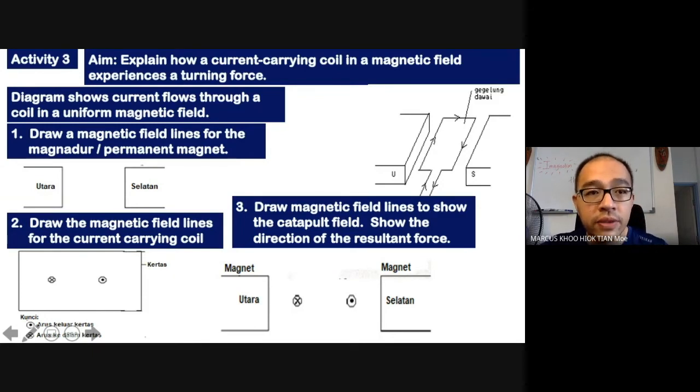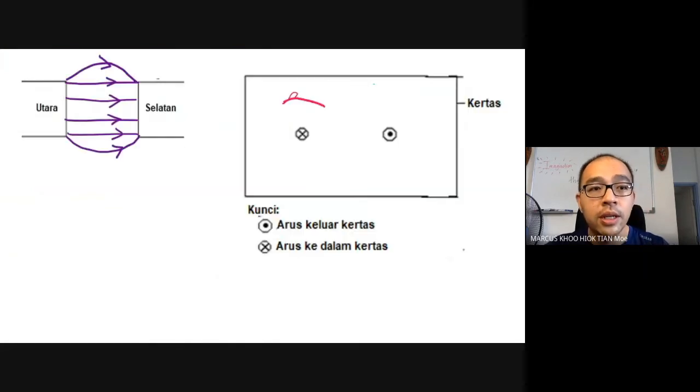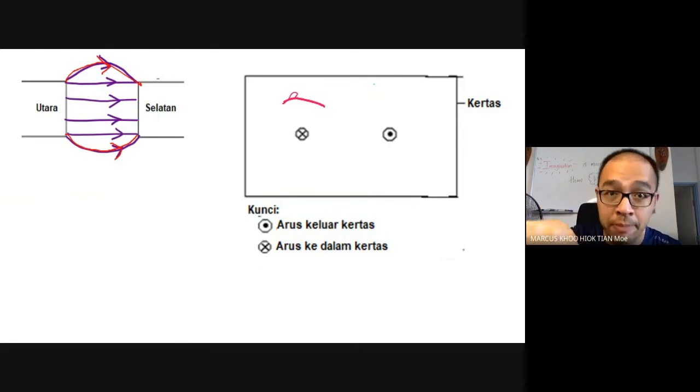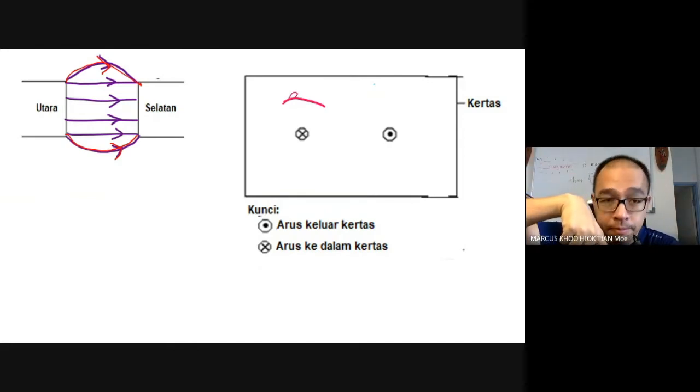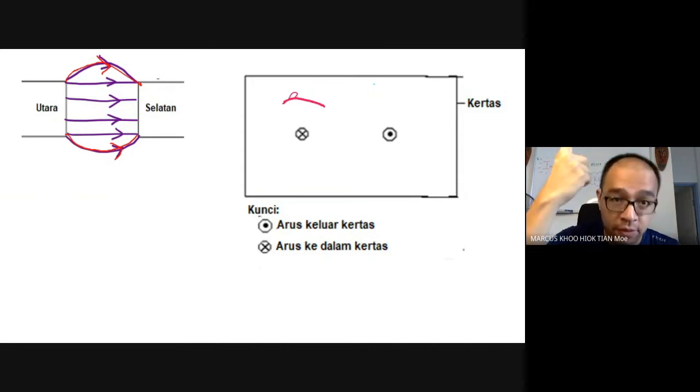Because I've already shown this picture, I'm just going to go straight into it. So this is how the magnet will look like, north to south. It's always a good idea to add another extra line just to show that it is a radial magnetic field. Just this extra line to show that. And then this one, remember, X is going into the paper, into your module, and dot is coming out of the module.